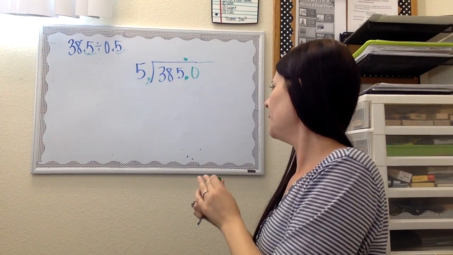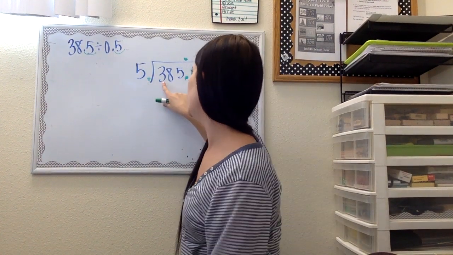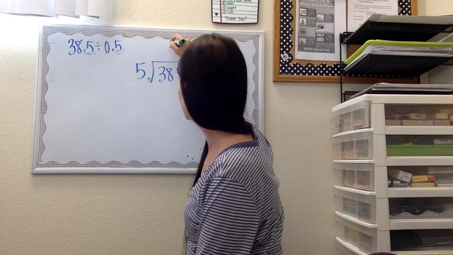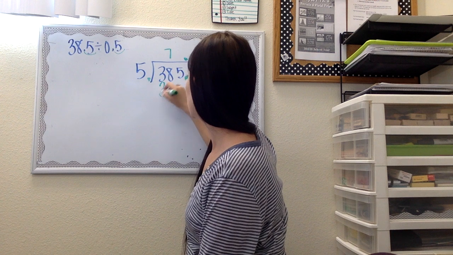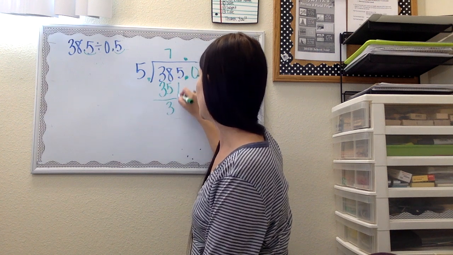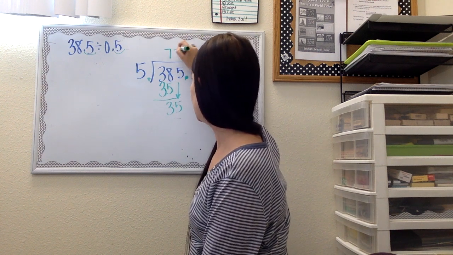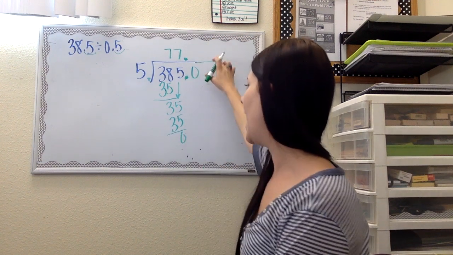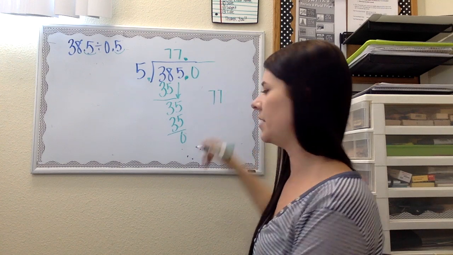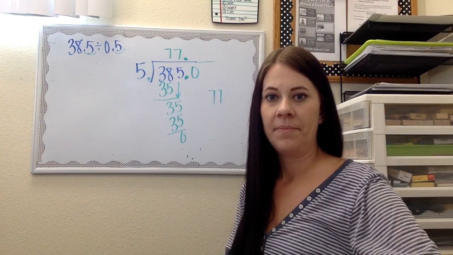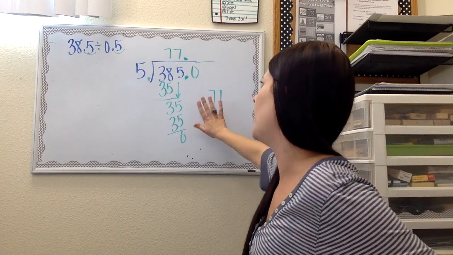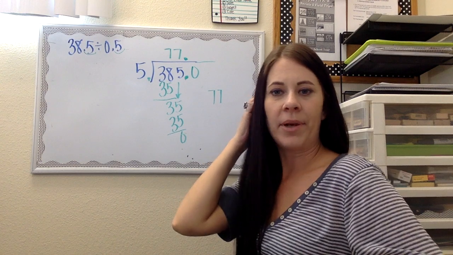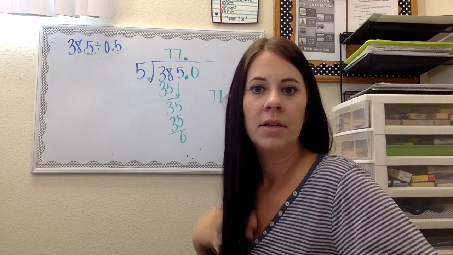Okay. So 5 doesn't go into 3, but it does go into 38. 7 times. So 35. 3, bring this down. 5. Again, 7, 35. Because I'm at a 0, I don't need to go past this decimal, so I know my answer is just 77. Okay, once you get this 0, I know I'm done. Because even if I kept bringing down zeros, I'd add zeros, and 77.0 is the same as 77.